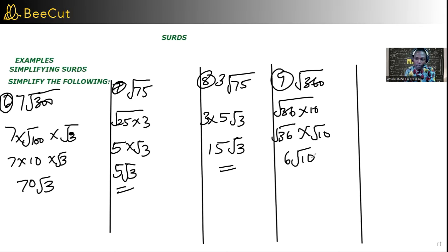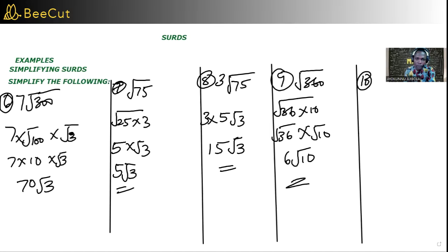But what about root 10? Can I split 10 into perfect squares? Obviously not, because you say 2 times 5, so it's not a perfect square. 5 is not a perfect square. So it's only 2 times 5 or 10 times 1, and 10 is not a perfect square itself, so we leave it like that. Then number 10.